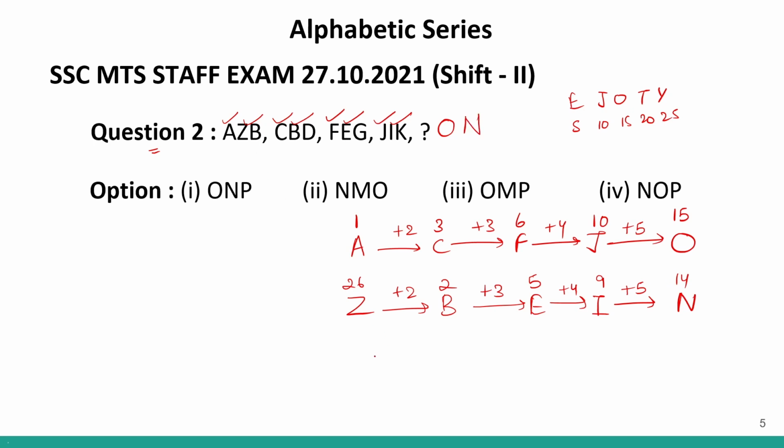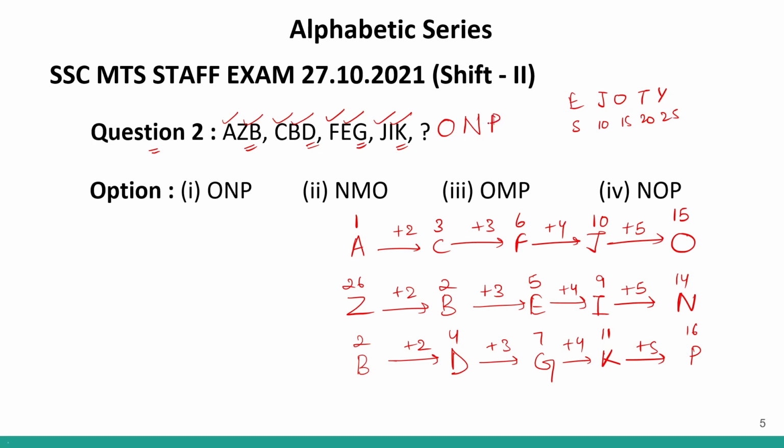Correct? Now the last alphabets: B, D, G and K. B is 2, D is 4, G is 7 and K is 11. So here plus 2, here plus 3, here plus 4. Next will be plus 5, which gives me 16, and at the 16th position we have P. So I will get O and P as the next elements, and O and P is given in option number 1. Therefore option number 1 is the correct answer. Clear?